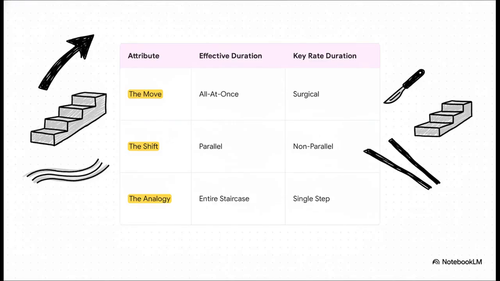So let's put it all together, head to head, in a simple table. For effective duration, the move is all at once. For key rate duration, it's surgical. The shift for effective is parallel. For key rate, it's non-parallel. And the analogy is the entire staircase versus a single step. Honestly, just memorize this table, and you have locked in the core difference for your exam.